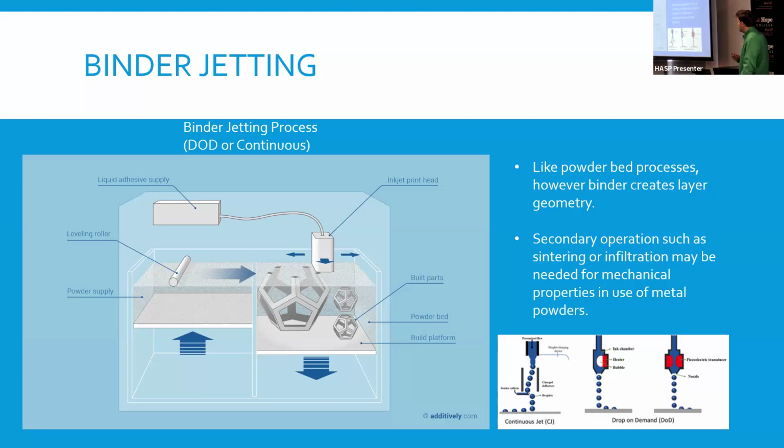So basically, you're dropping this binder on the part where that powder layer is. So when you hit that powder layer, put the binder on there, you build up the next one, and that's what holds your powder together rather than a laser hitting it and melting it or sintering it together. So right up here, like I said, like powder bed processes, however the binder creates the layer geometry.